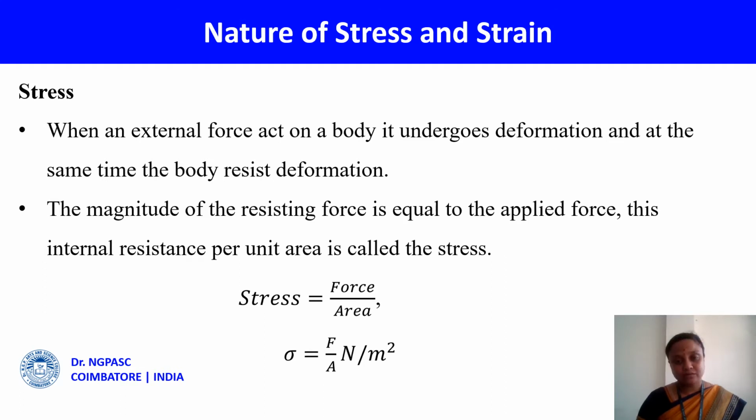When an external force acts on a body, it undergoes deformation and at the same time the body resists deformation. The magnitude of the resisting force is equal to the applied force. This internal resistance per unit area is called stress. We can express stress mathematically as force per area. That is, stress is denoted by the symbol sigma, which is nothing but F by A, and its unit is expressed in Newton per meter square.